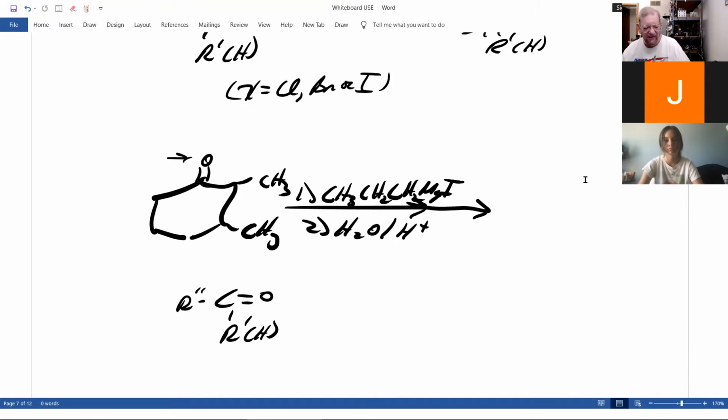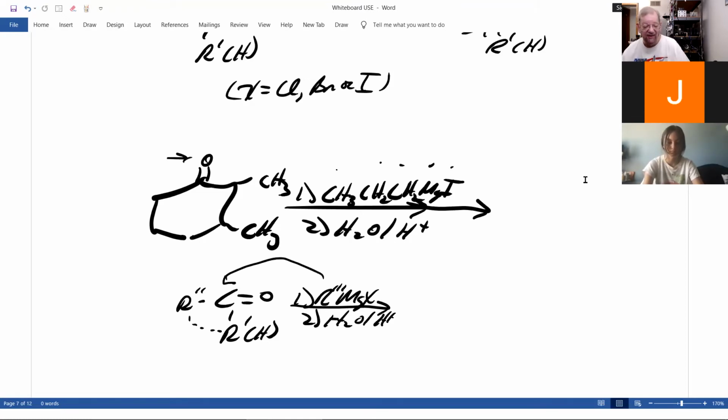Remember, in a ring, our R prime and our R double prime are connected together. And what's different here? Carbon, carbon, carbon. Ooh, magnesium iodide on a carbon. That's a Grignard reagent. Second step, water and acid, or acid and water. And what do you get? This attacks the carbonyl, opens it up to an alcohol.